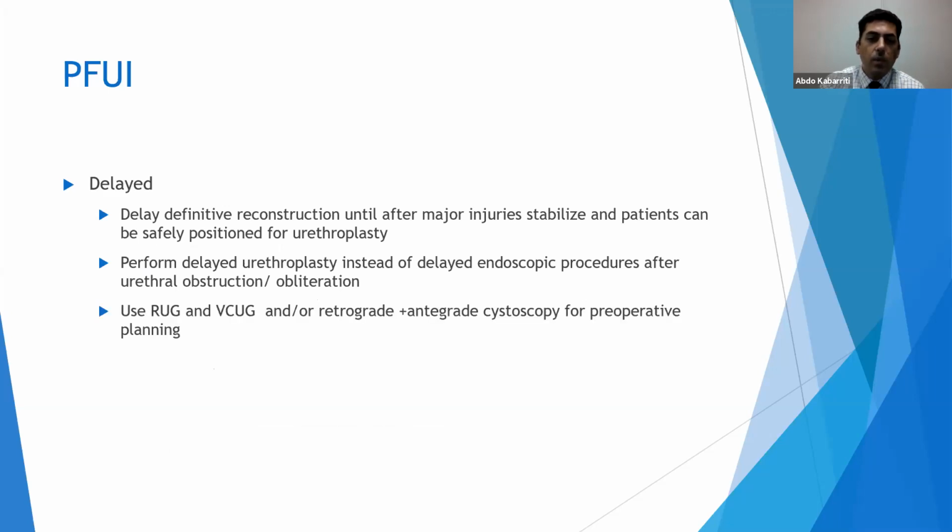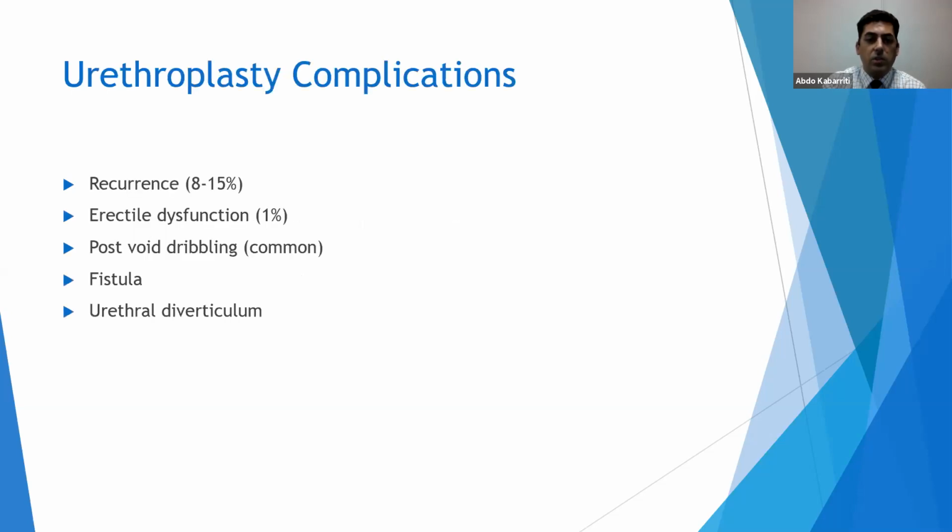And then for preoperative planning, again, you would want to use the retrograde urethrogram in combination with the VCUG, or one can place a cystoscope through the suprapubic tube site as well as a retrograde to really evaluate the degree of stricture.